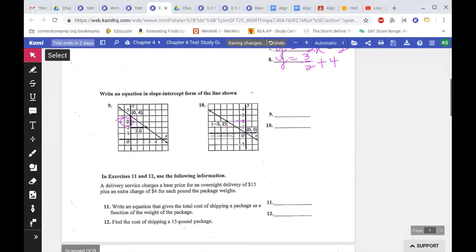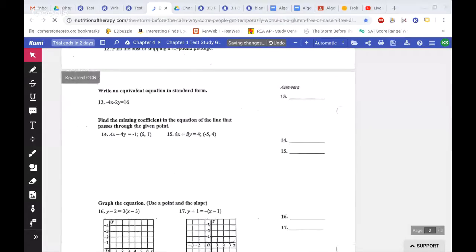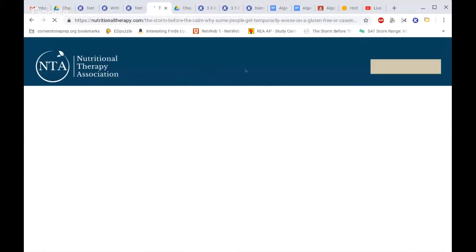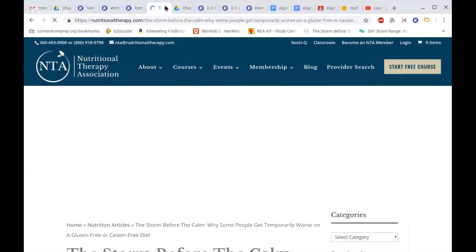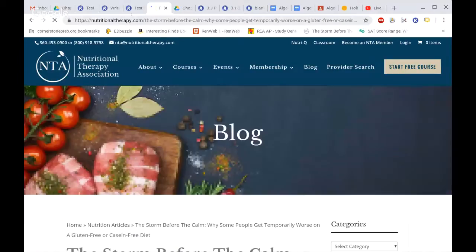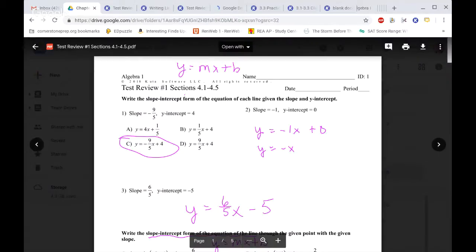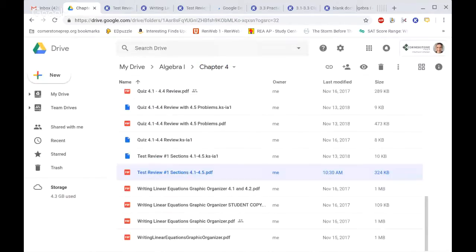Miss Sparks, is the test going to be kind of like the study guide? Well, Lord help us all. I don't even know how I got to that. The test is going to be, I mean, I guess I could say that it's kind of like the study guide, which I have to reload now because it just went away.